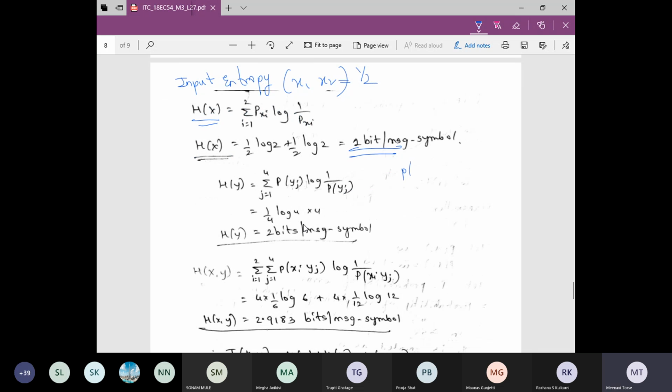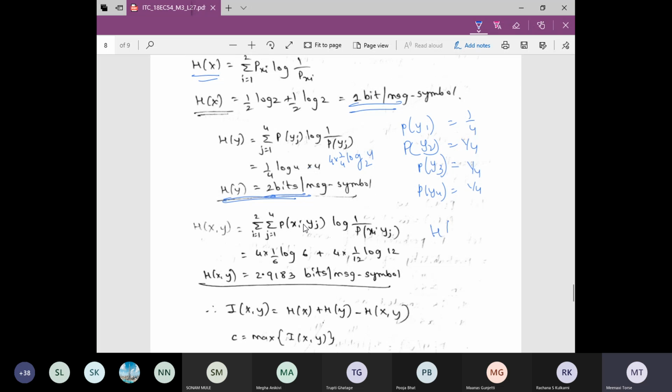The probability of each output symbol is 1 by 4. Therefore, H of y: all four output symbols have the same probability 1 by 4, so it can be written as 4 into 1 by 4 log 4 to the base 2. Therefore, we obtain the output entropy as 2 bits per symbol.